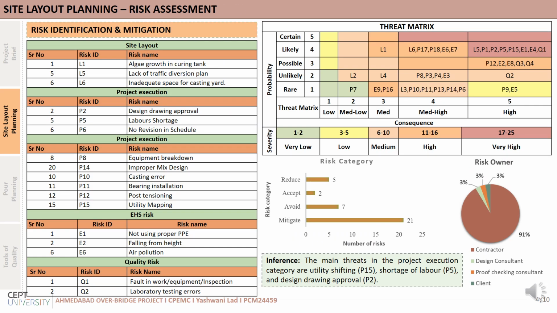For risk assessment, we identified risks in different categories like site layout, execution and quality related risks, where we prepared a threat matrix. The main threats identified include utility shifting, labor shortage and design drawing approval.